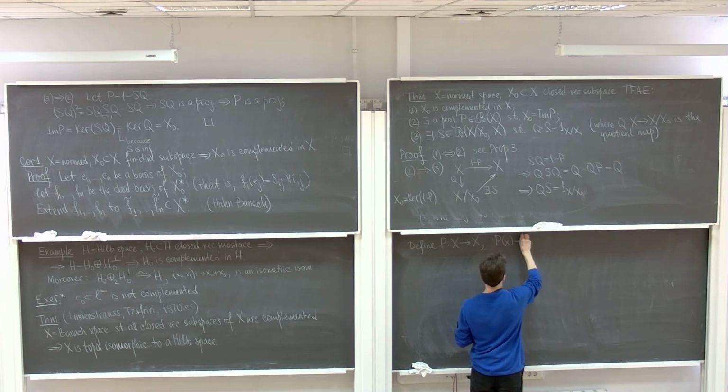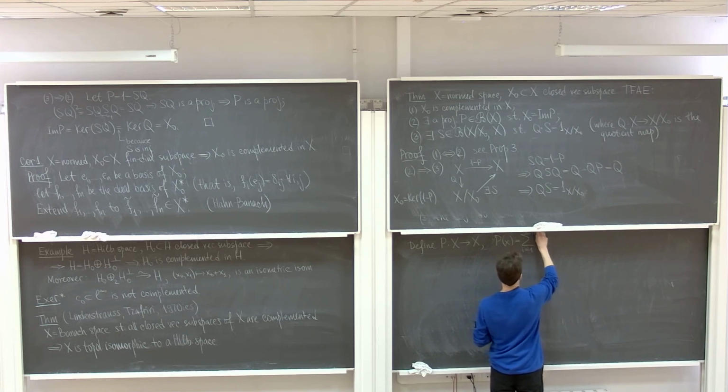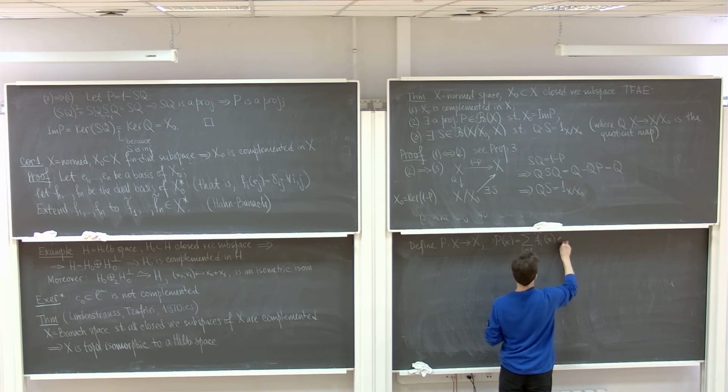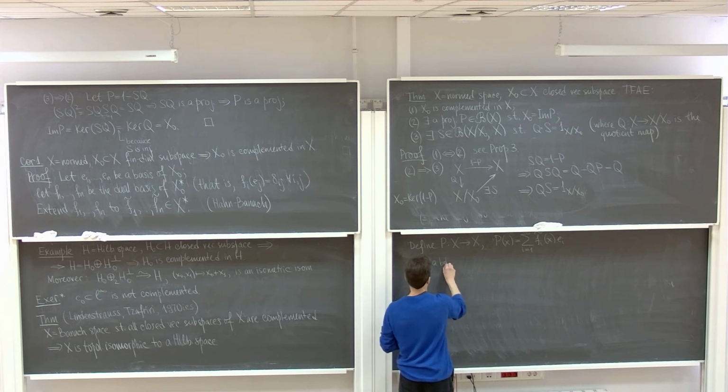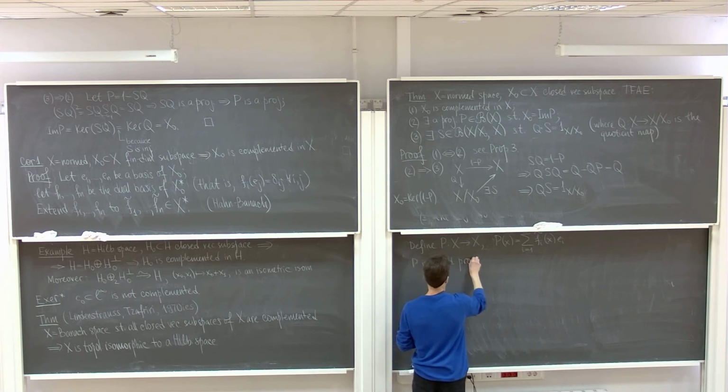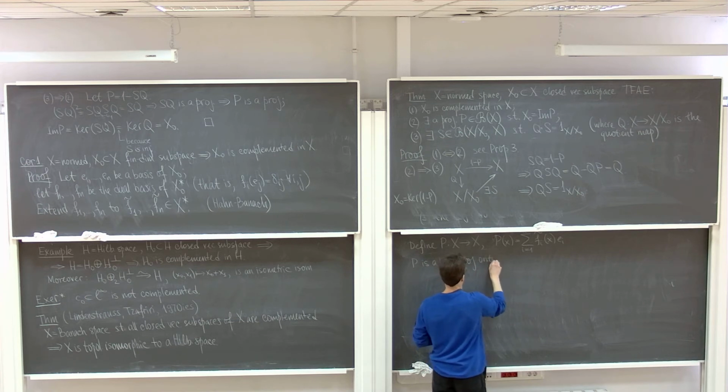This is the sum from 1 to n of Fi tilde of x times Ei. So it's easily seen that P is a bounded projection onto X0.